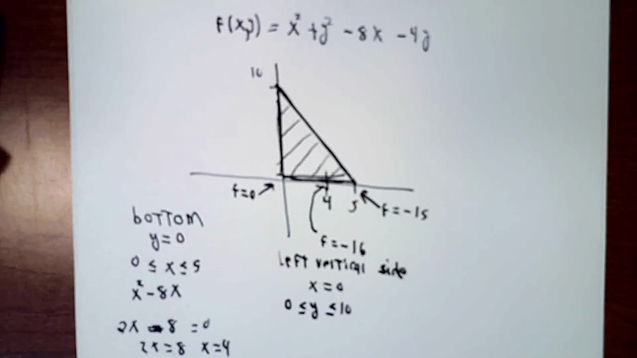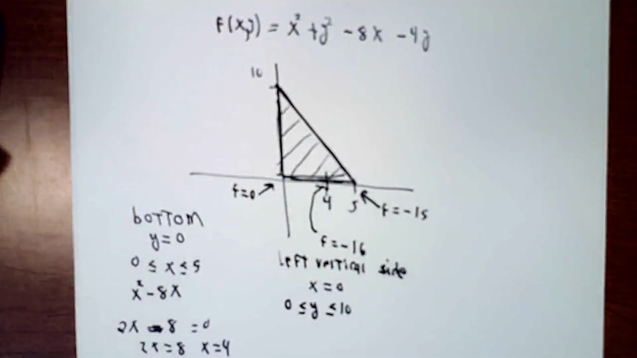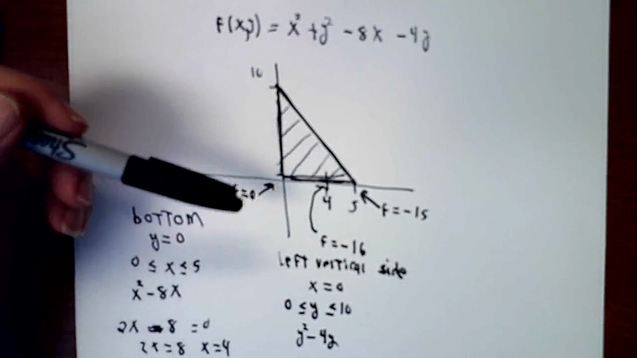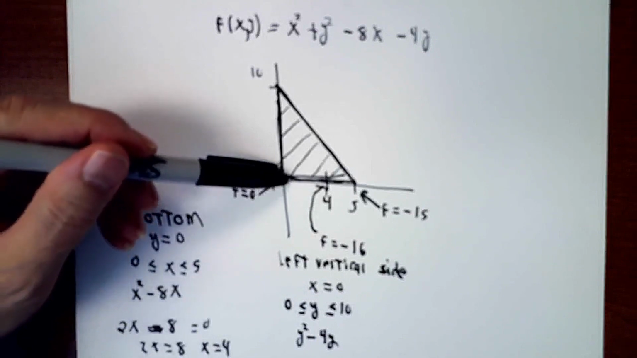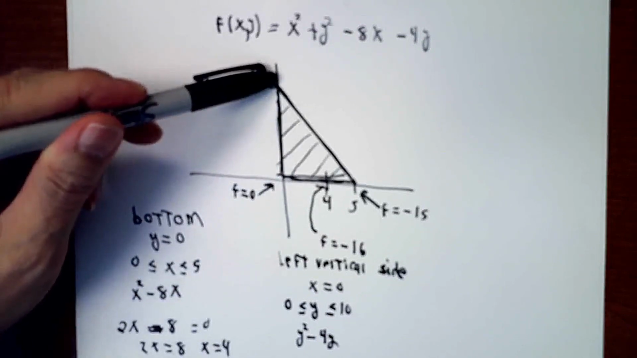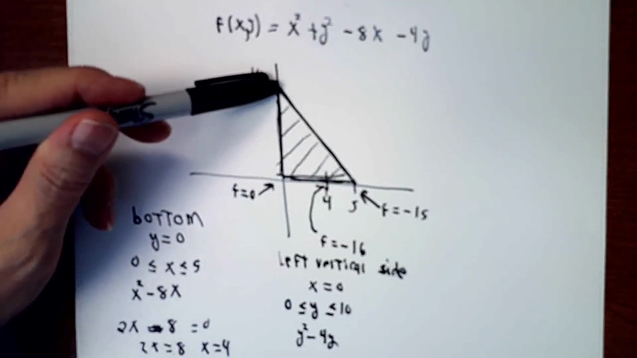To look at the vertical side on the left, x will be 0 and y will vary between 0 and 10 inclusive. In this case, the function value is going to be y squared minus 4y because x is 0. On the vertical line segment, y goes from 0 to 10. That goes from this point to that point. We've already calculated the function value at the origin, so there's no need to do it again, but we have not looked at the function value here at the top.